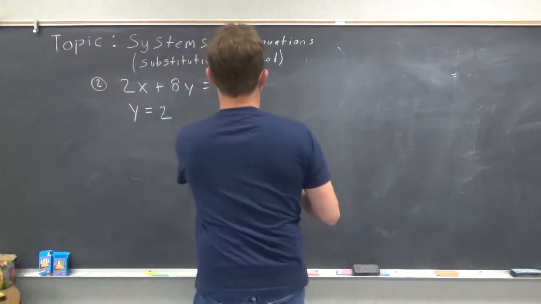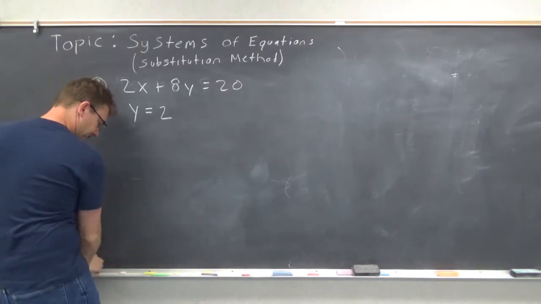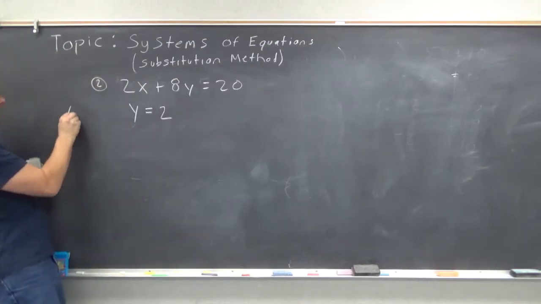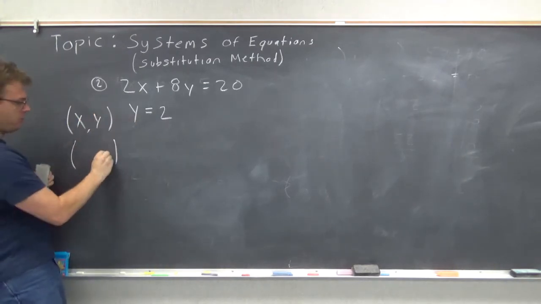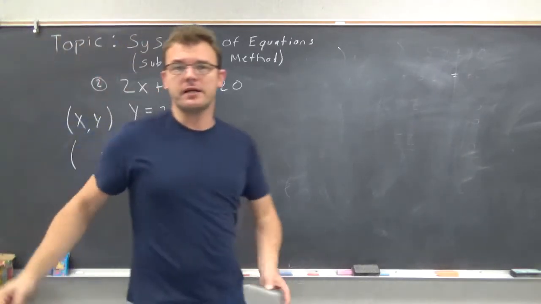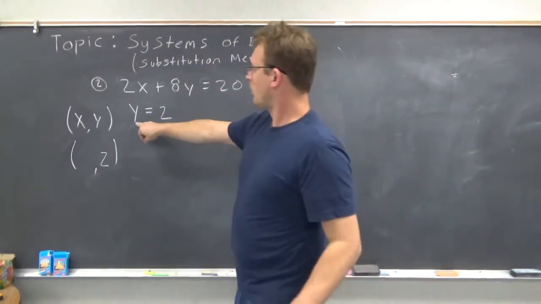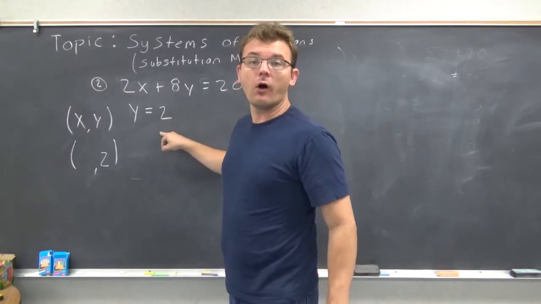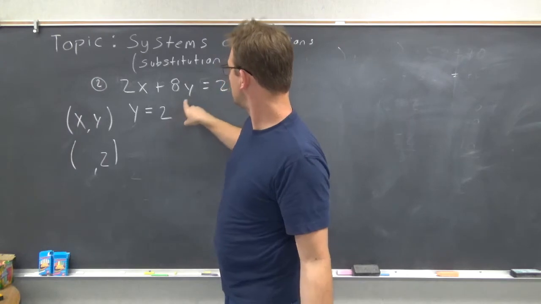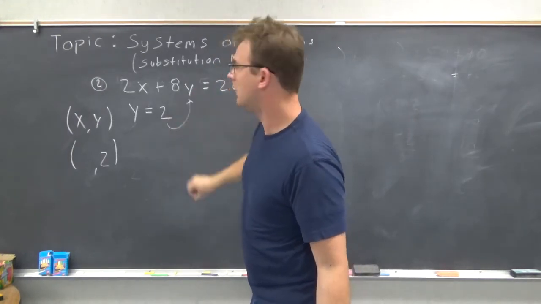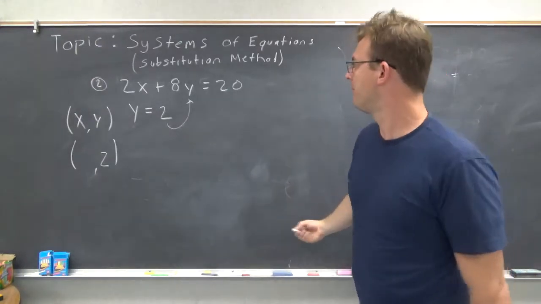So what I'm going to do is put a little side note over here. And I'm going to go x, y, but this time I'm just going to put 2 for my y because I already know what that is. So now, since we already know y equals 2, what are we going to do? We are going to take this and plug it right there, and we're going to solve for x.